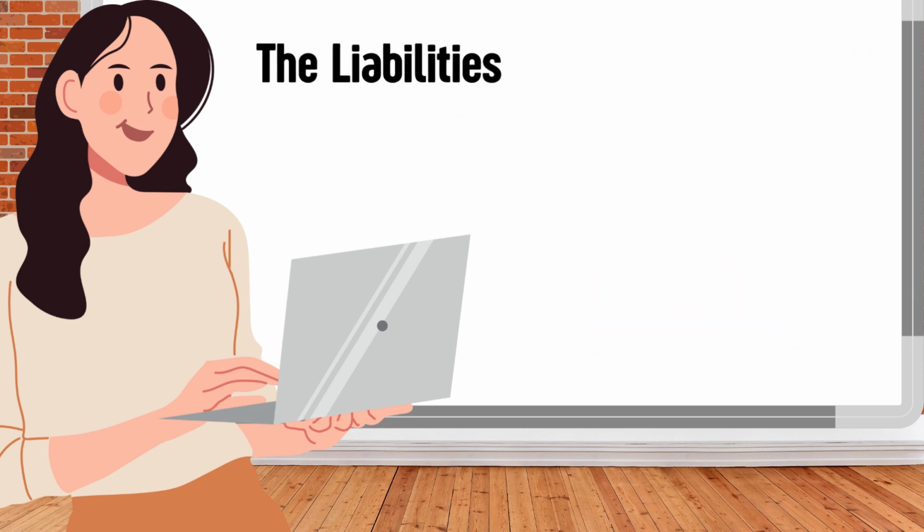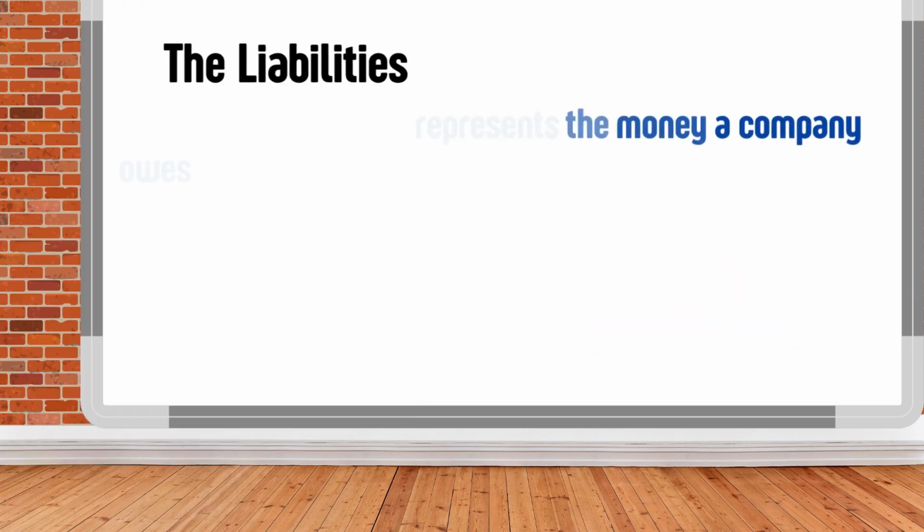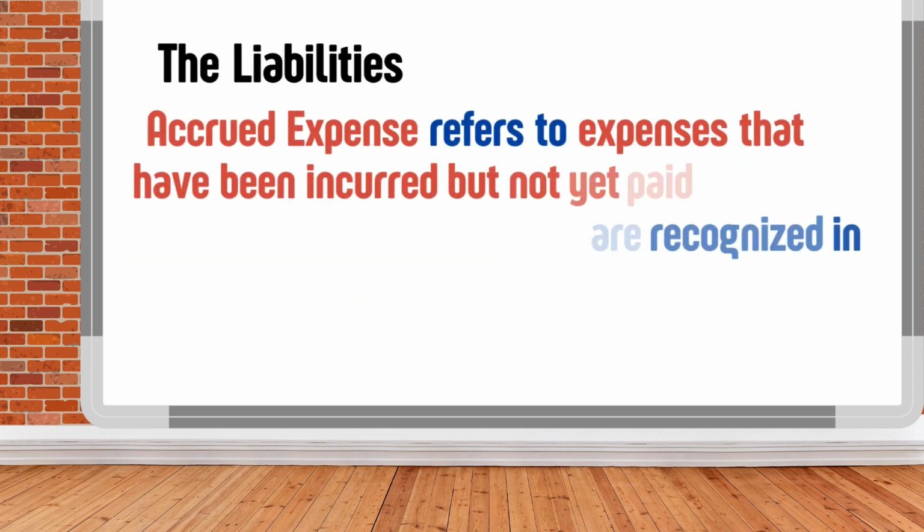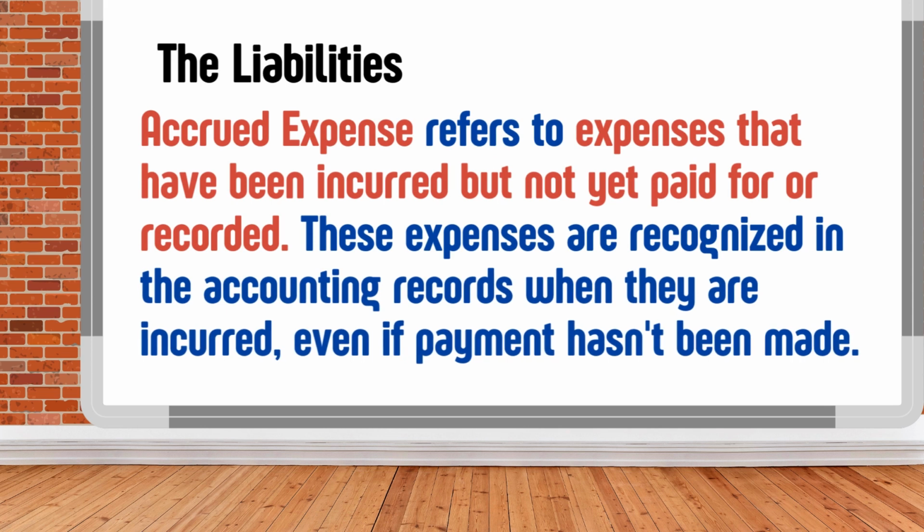Let's proceed to liabilities. First is accounts payable, which represents the money a company owes to its suppliers or creditors for goods or services purchased on credit. When a company receives goods or services but hasn't yet paid for them, it records a liability in the form of accounts payable. Then, accrued expense refers to expenses that have been incurred but not yet paid for or recorded.